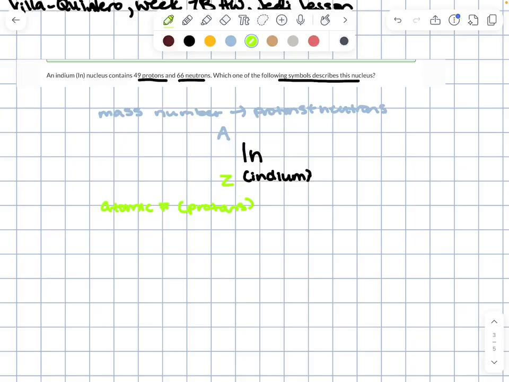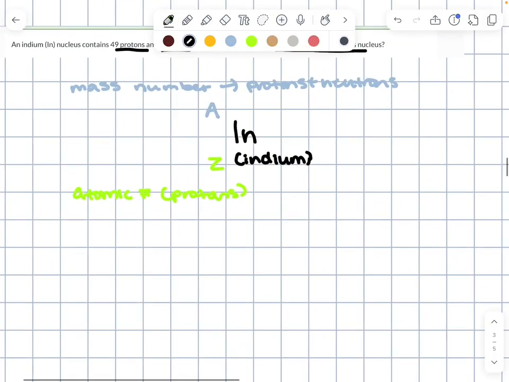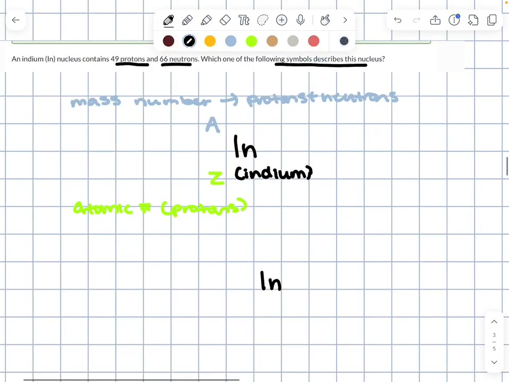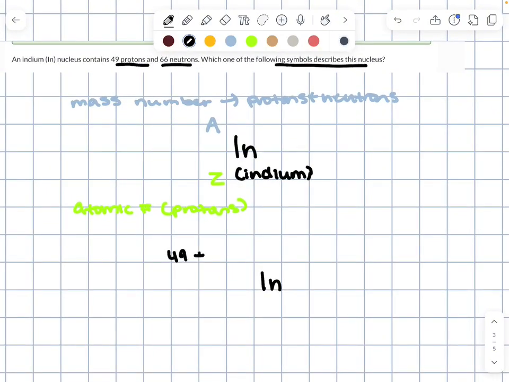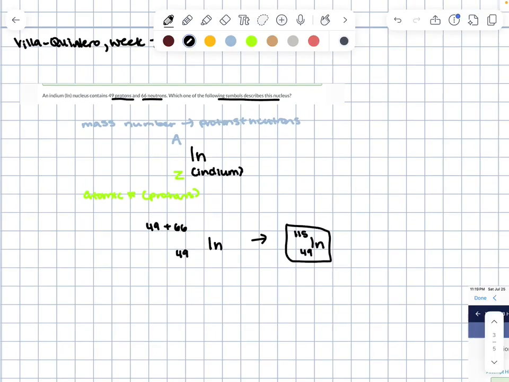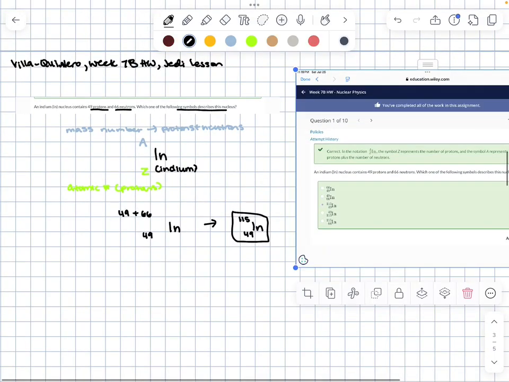Okay, so now that we have our standard notation, we can plug everything in. So we have our element. Our mass number is the protons, so we have 49 protons plus 66 neutrons. And then our atomic number is the number of protons, so we have 49 protons. To simplify that into a solid notation, 49 plus 66 is going to equal 115, and then our 49 protons. So this should be the final symbol that describes this nucleus, and we can check that out.